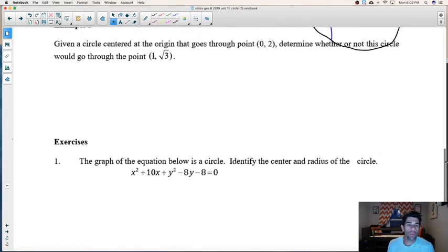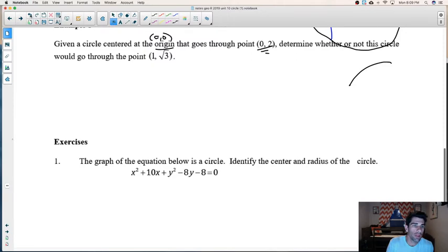Keep it going. Two more left. Here we go. Given a circle centered at the origin. Ooh, that's an easy one. And then it goes through the point (0, 2). Determine whether or not this circle would also go through the point (1, √3). So the easiest thing to do would be to draw that circle.